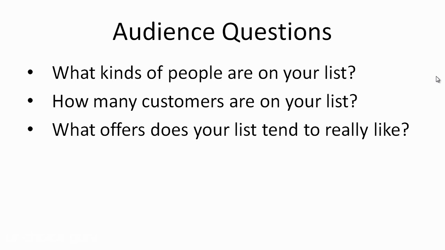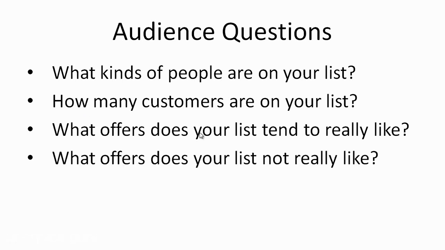What offers does your list tend to really like? That's a good thing to figure out: what kind of niches that list likes. If it's something similar to yours, then go with it. If it's not, move on to the next person, because not all lists are going to be the same. And of course, on the flip side, what offers does your list not really like? By asking these two questions, it gives you an idea of what kind of offers that person's list really likes.